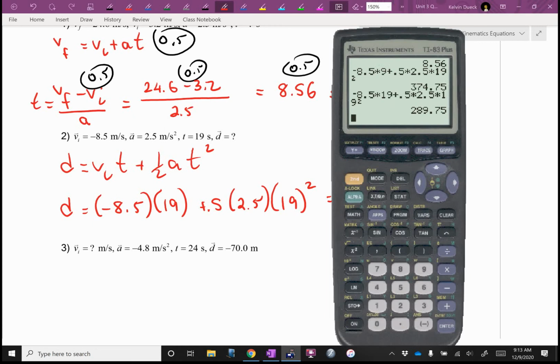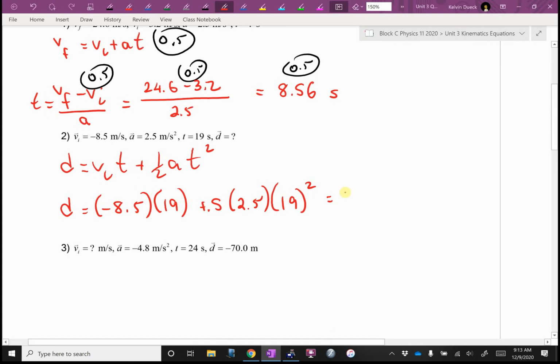290. If you said 289.75, I'll give you full marks, but I have a habit of just rounding to 3 sig figs, so 290. Units, it's a distance, meters. 2 out of 2 if you had that. Otherwise, 1 mark, half mark, half mark.